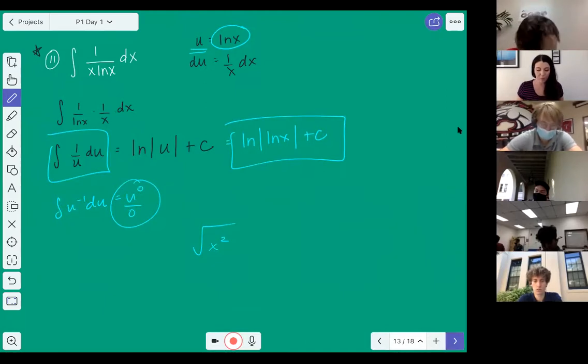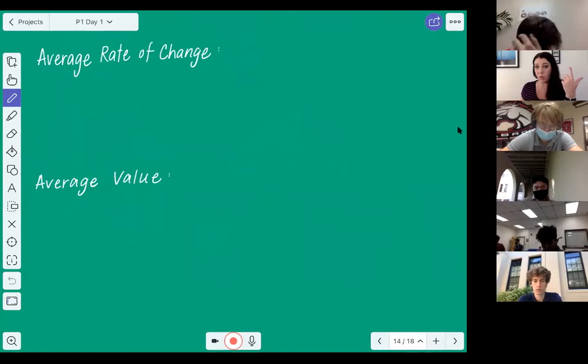Okay, we're going to move on. We're going to talk about something you know and then something you don't know. So average rate of change and average value. These are the two averages you're going to see on the AP test. You're never going to see add them up and divide by 2, unfortunately. Sorry, we wish that was on here.